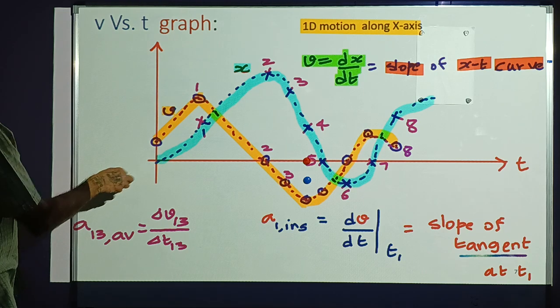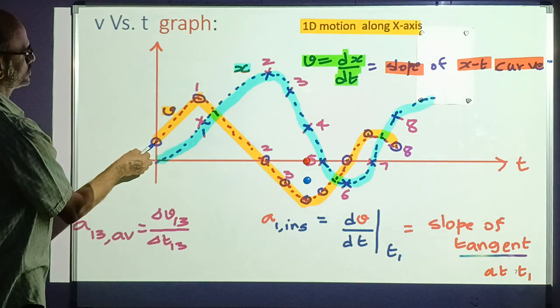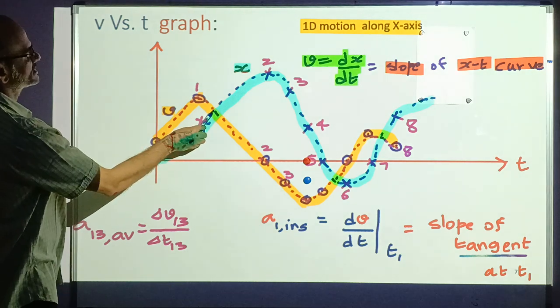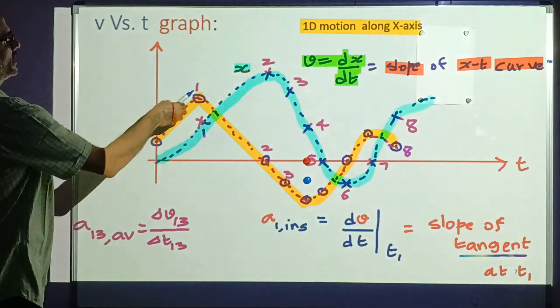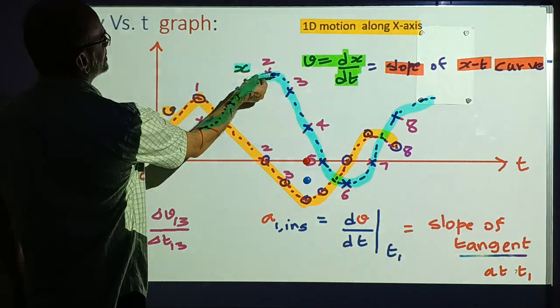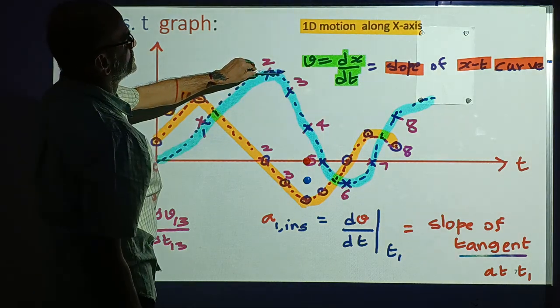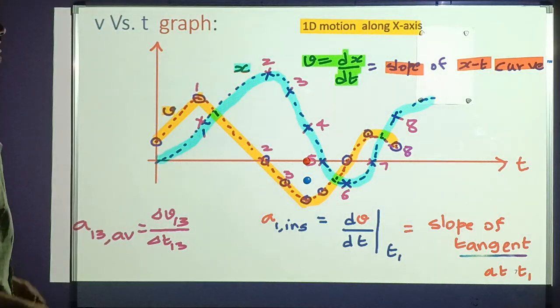So at t0, the slope is positive. So velocity is positive. Here it's positive, but the slope has increased, steeper. So velocity v1 is positive, but more than v0. After that it decreases, and at the topmost point, the slope of the tangent is 0 because it's a horizontal line. So that's why v2 is 0.